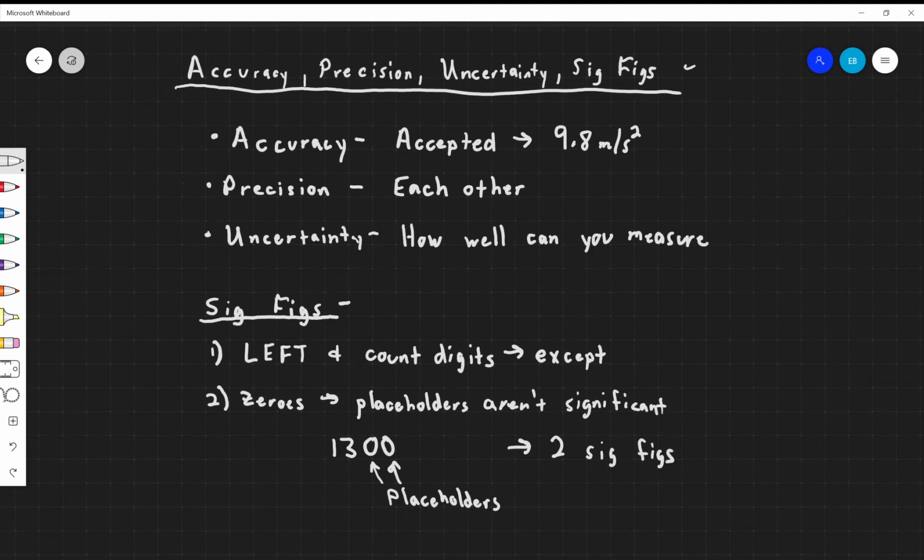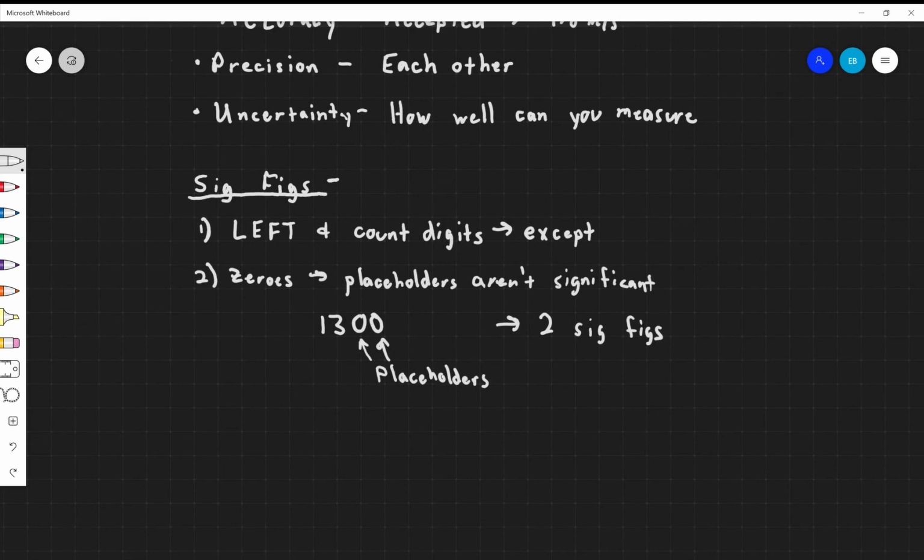So the way that we can counteract this potential confusion is to use scientific notation. So if I wanted this number to have two sig figs, I would write it as 1.3 times 10 to the third. Okay. Then I clearly have two digits, digit number 1 and digit number 2. And these zeros that come at the end, these aren't confusing at all. I know if they're significant or not. If I wanted 3 sig figs, I could write this number as 1.30 times 10 to the third.